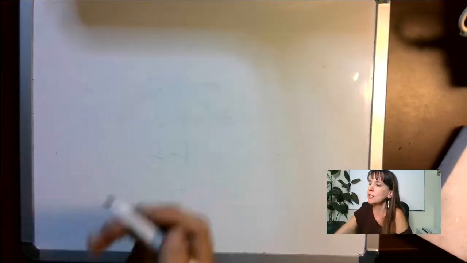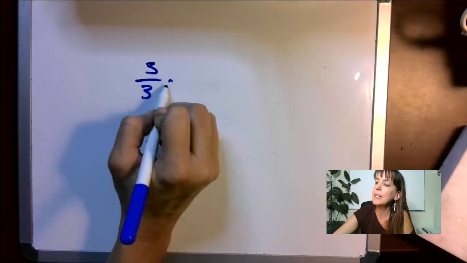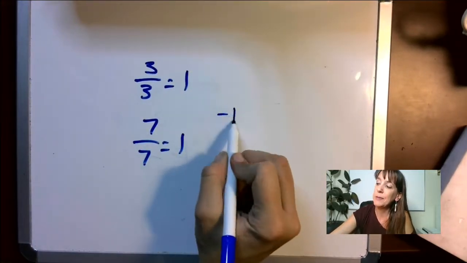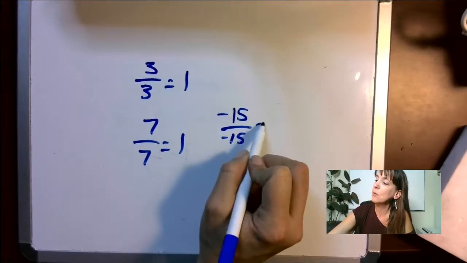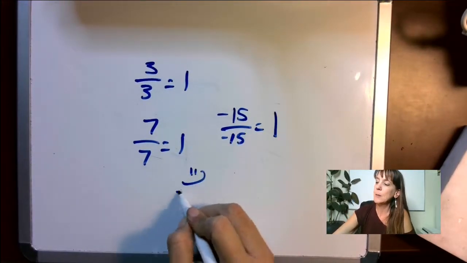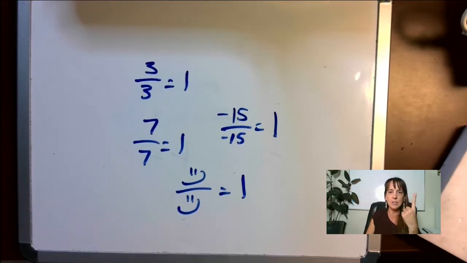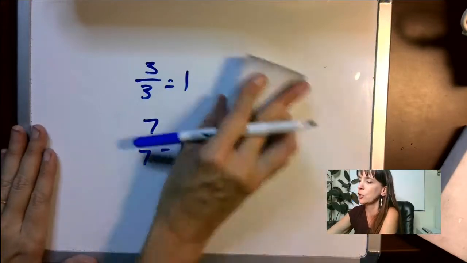Think about that as I do this. If I have 3 over 3, that equals 1. 7 over 7 equals 1. -15 over -15 equals 1. Smiley face over smiley face, 1, okay? So on these, I'm allowed to multiply anything by 1, and as long as the top and the bottom are equal to each other, it equals 1, right? So this is what allows us to do unit conversions.